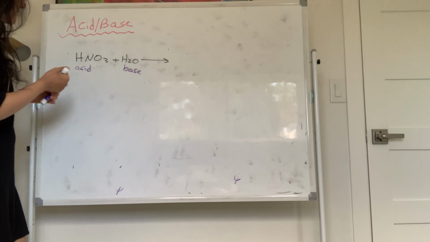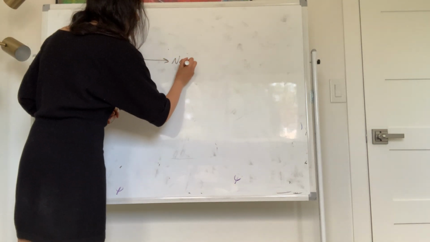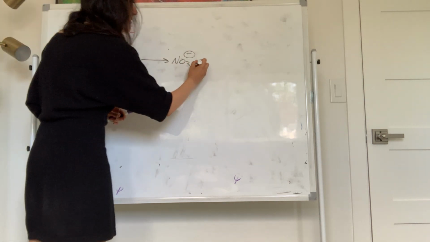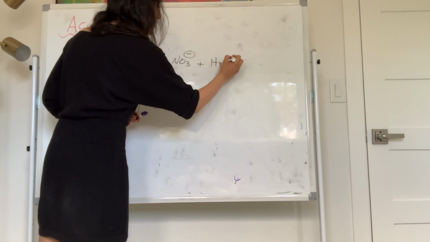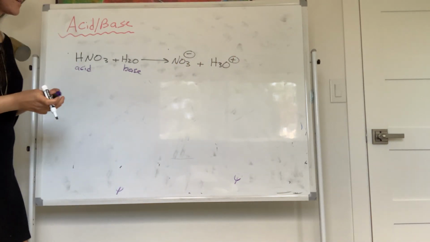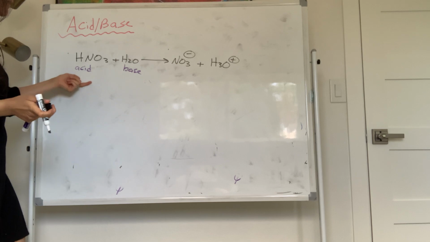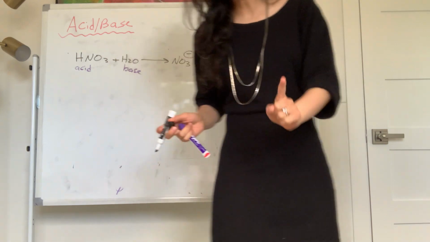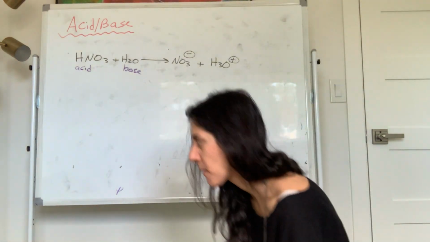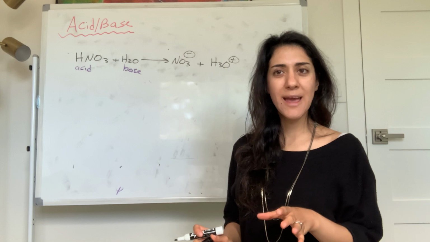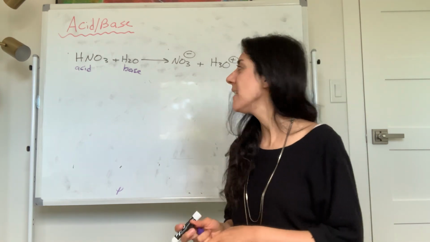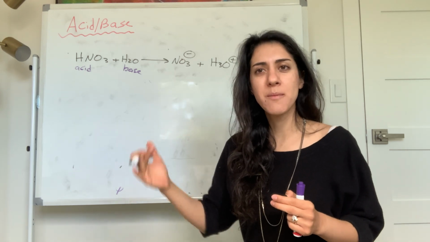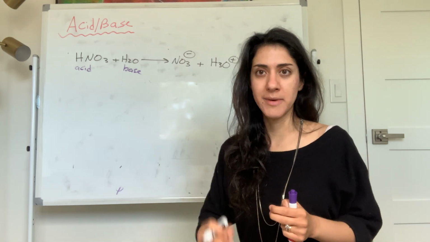So if acid loses an H plus, it's going to be NO3 minus, and if the base gets the H plus, it's going to be hydronium, H3O plus. Now, this side is neutral. If you add up all the charges, it's also neutral. Now, I need you to remember from back in the days when we had this in Chem 1A, when you broke up the HNO3, it would be H plus and NO3 minus.